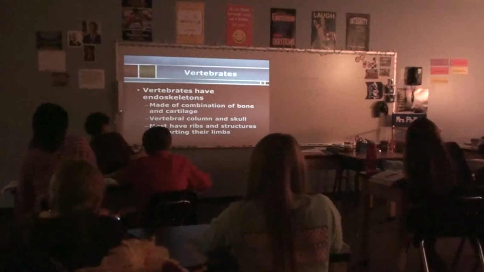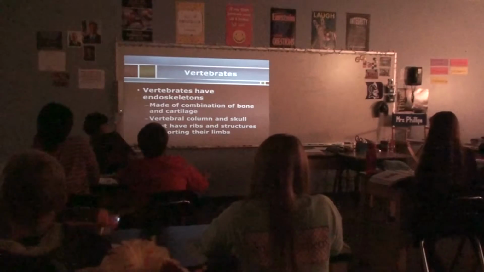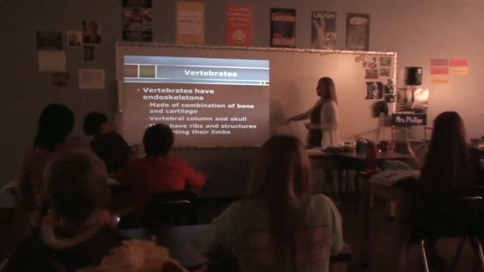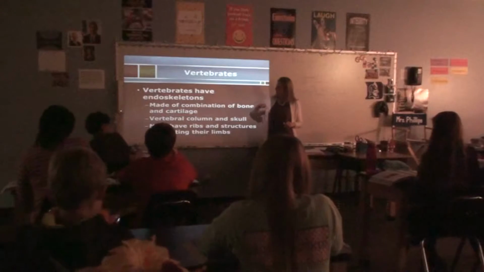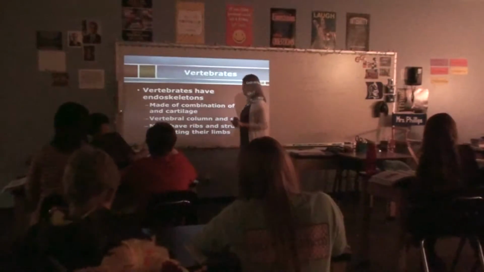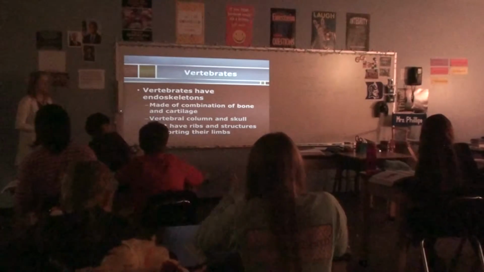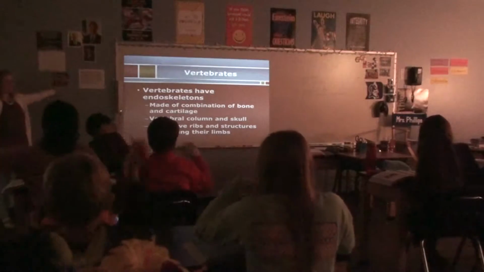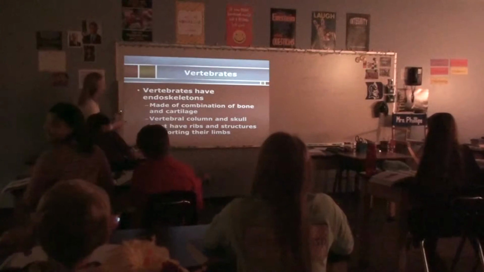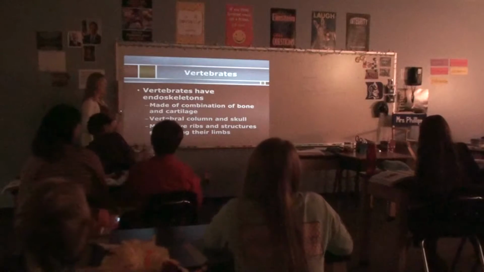Okay, on this slide, you don't have to write vertebral column and skull because we already wrote that. But you do need to know that the endoskeleton, which you don't have to define because you already did that on your word wall terms, is made of bone and cartilage. And you do need to write the last one that says, most have ribs and structures supporting their limbs. What is a limb? Shake your limbs. Arms and legs. Is your head a limb? No. Their head is the skull. Your head just sticks out from you.